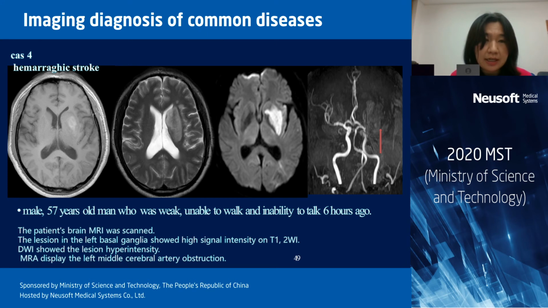Let's look at case 4, hemorrhagic stroke. The patient's brain MRI was scanned. The lesion in the left basal ganglia showed high signal intensity on T1 weighted imaging and T2 weighted imaging. DWI showed the lesion hyperintensity. MRI displayed the left middle cerebral artery's obstruction. It is hemorrhagic stroke.